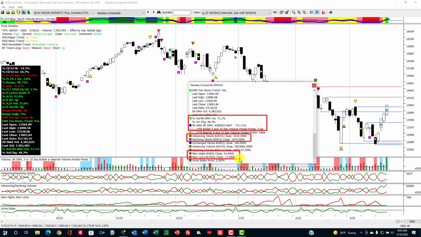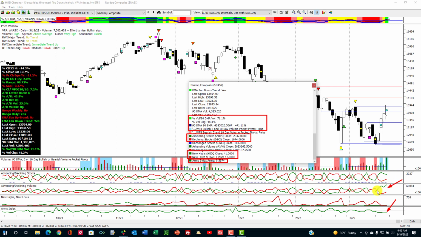Okay, here's the new highs versus new lows. It's going to take a while for that new highs number to really get up there since we're so beaten down. And the ARMS index was 0.5974, and that indicates strong buying when it's below the zero line. This is really an erratic indicator, but I do look at it.